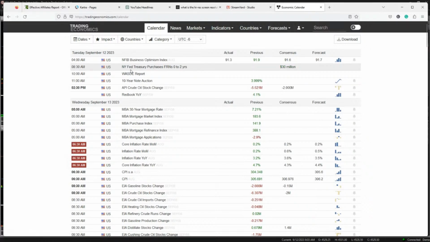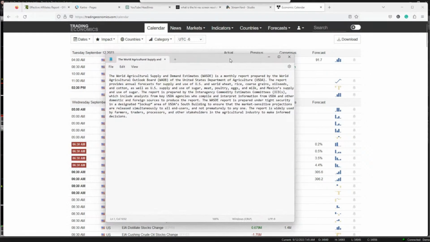At 8:30 we have the New York Fed Treasury purchase. That's not going to move the market much for us. We don't really care about that. It might move it a little bit, but it's not probably going to do much. It's the ones that are red that are really going to move the market. But the WASD report, that's an important report for corn, wheat, beans, soybeans. We are in the futures market, but we're trading the indexes. So we could switch over at 10 o'clock and go look at the grains, because that's what that's going to affect.